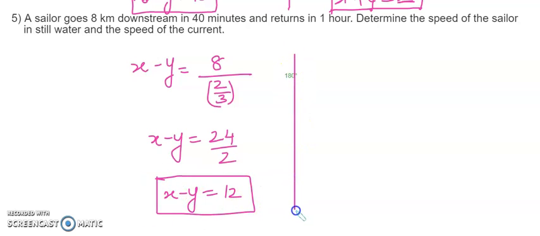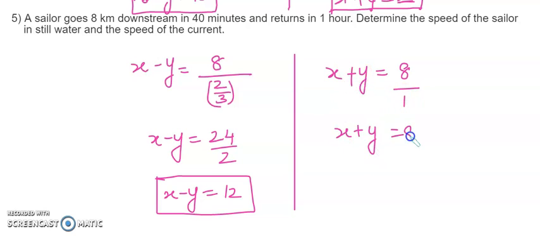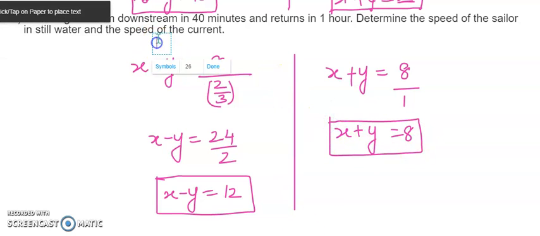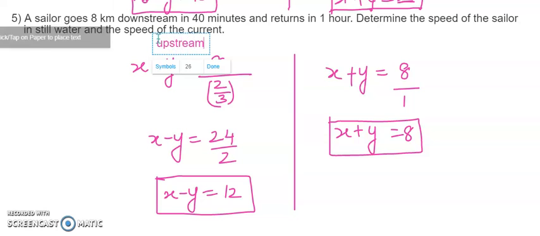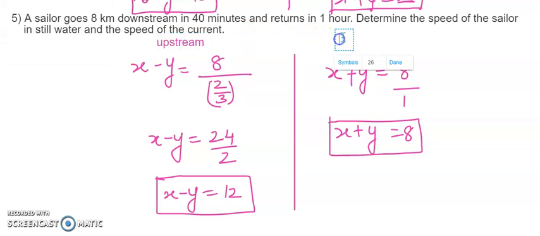And the second equation will be the other situation, where it is taking 1 hour. So the same distance, 8, traveled in 1 hour. So your x plus y is equals to 8. So this is my upstream. The left hand side is your upstream situation, and the right is your downstream situation.